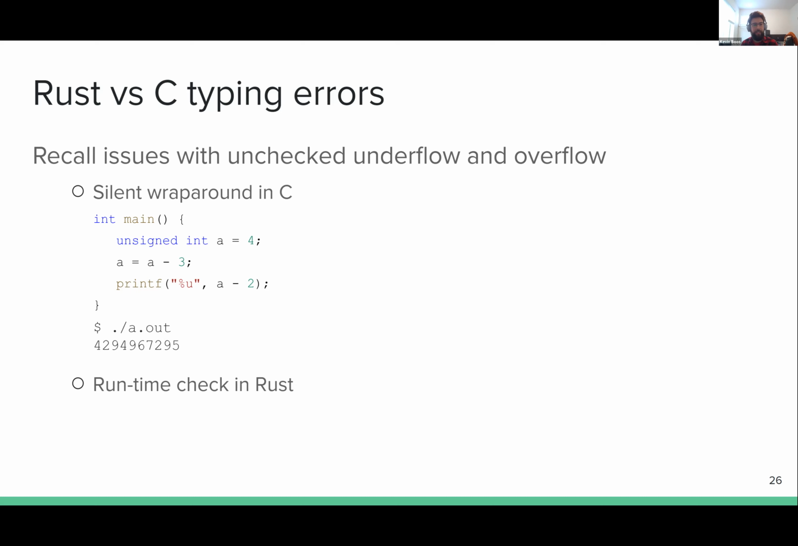To make a long story short, in C, it's silent. It happens, and that's it, right? So here I've underflowed the value of this unsigned integer. It should actually be -1 here, and you can see, it's an unsigned integer. It treats it as -1, but this doesn't make sense, right? 4 minus 3 minus 2 should not be a massive value.